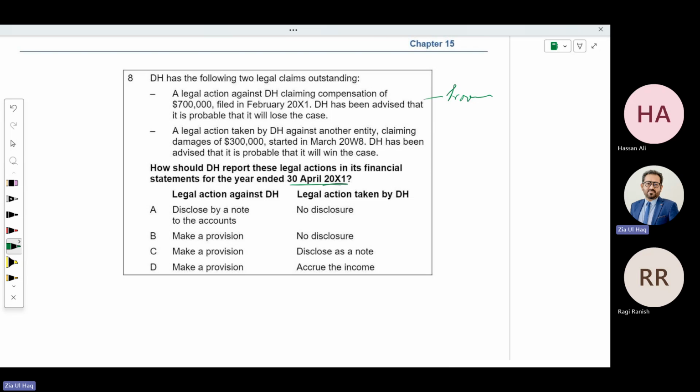A legal action taken by DH against another entity. Inflow. Claiming damages of 300,000 started in March 20X1. DH has been advised that it is probable it will win the case. Contingent asset. Option A, disclose by way of notes. No. Either B, C, or D. B, make a provision, no disclosure. No. C, make a provision with a disclosure. Yes. D, make a provision, accrue the income. No. Disclosure means contingent asset.